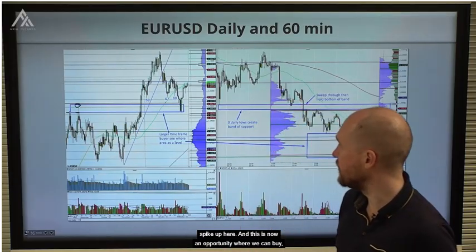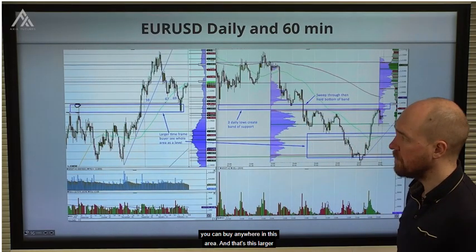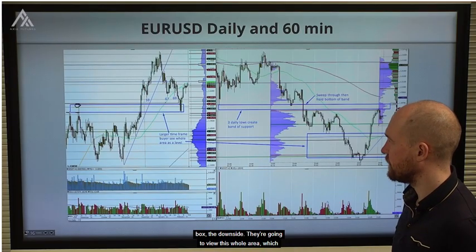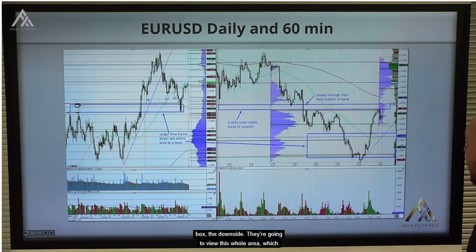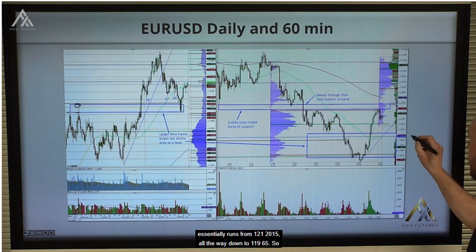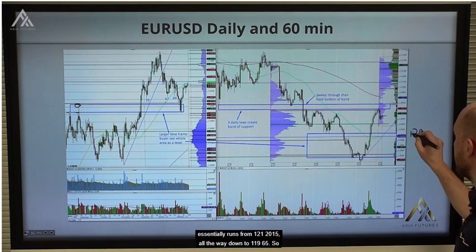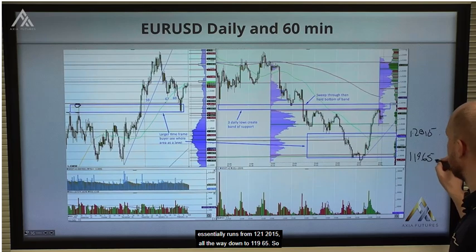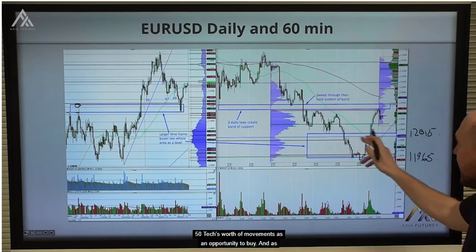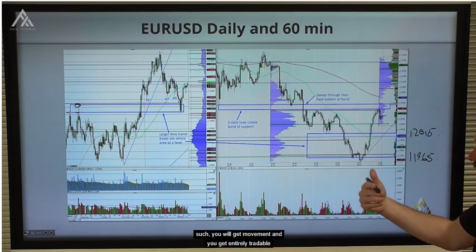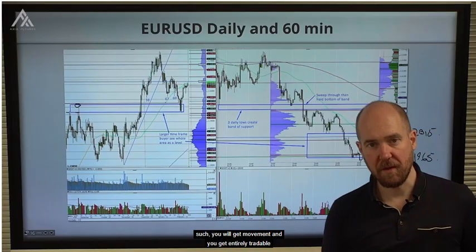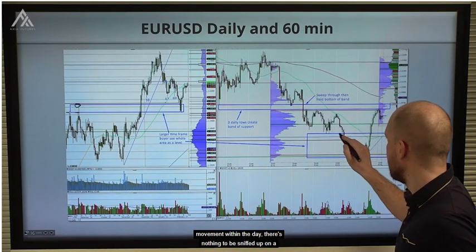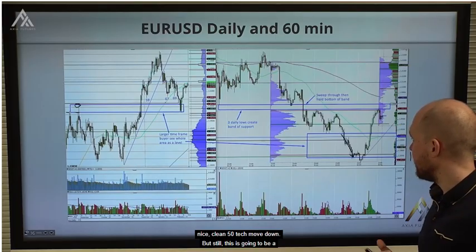And this is now an opportunity where we can buy. You can buy anywhere in this area, and that's this larger box to the downside. They're going to view this whole area, which essentially runs from 120.15 all the way down to 119.65. So 50 ticks worth of movement as an opportunity to buy. And as such, you will get entirely tradable movement within the day. There's nothing to be sniffed at on a nice clean 50 tick move down.